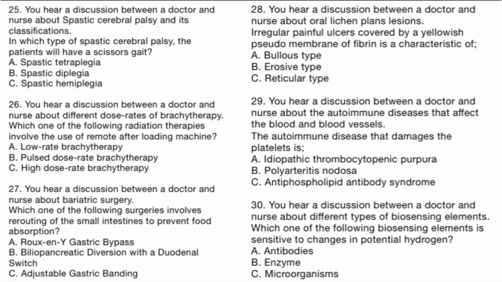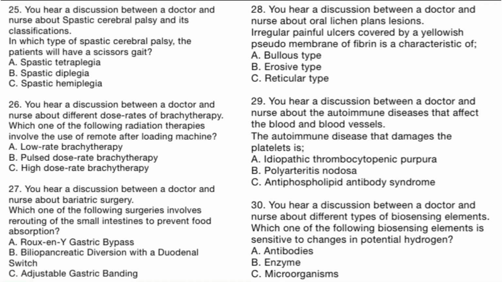Question 29. You hear a lecture about the autoimmune diseases that affect the blood and blood vessels. What are the autoimmune diseases that affect the blood and blood vessels?